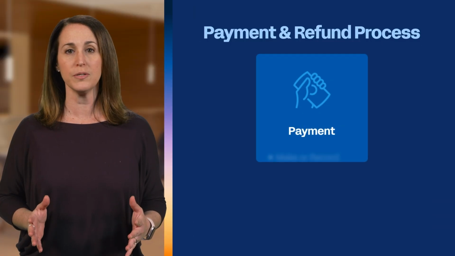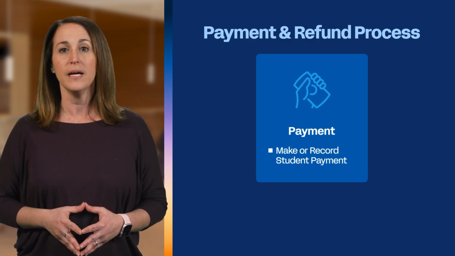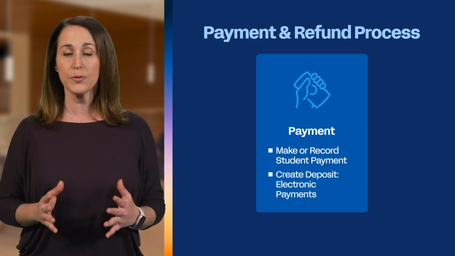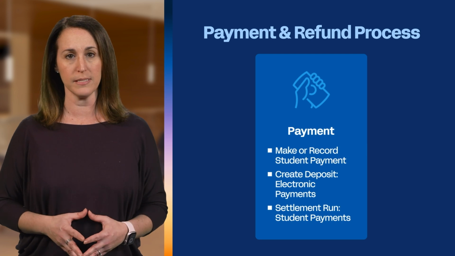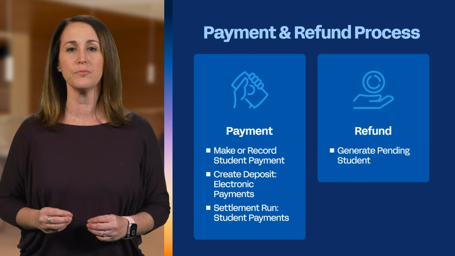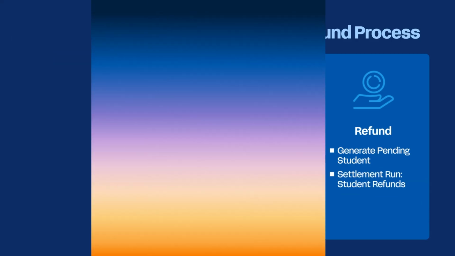First, either the student makes a payment or you record the payment on their behalf. If it's a debit card, EFT, or wire transfer payment, you'll create a deposit. Then, you'll create a settlement run for student payments. To create refunds, you'll generate pending student refunds and then create a settlement run for student refunds.